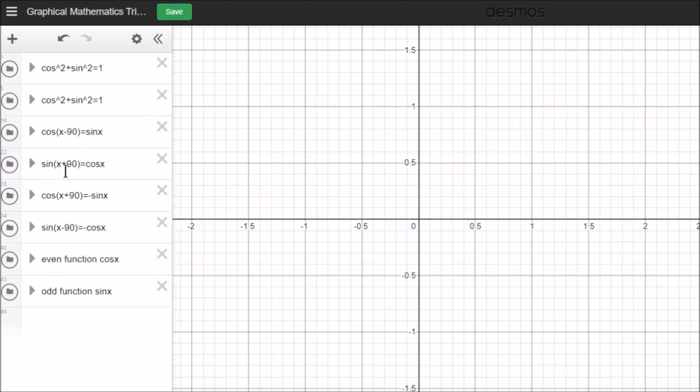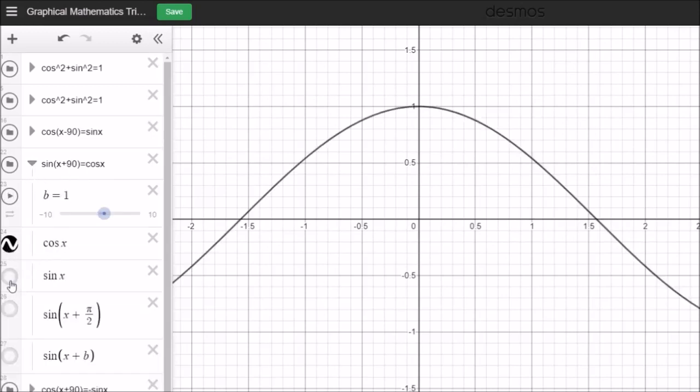So let's look at sine of x plus 90 equals cos of x. Again, we can put in our sine x and cos x. If we have sine of x plus 90, plus 90 is plus pi by 2. So whenever I click this one on, this should just sit on top of the cosine function. And you see that here, it's just sat on top of the cosine function.